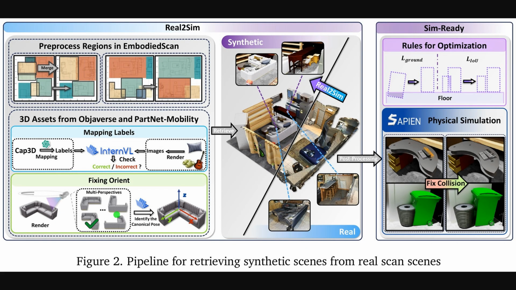So Figure 2 lays out how the team turns messy real scans into clean, sim-ready scenes that keep dense clutter. The left panels show region pre-processing and asset labeling, where a vision language model checks mapped categories, and a canonical pose means fixing an object's forward direction for consistent placement. The middle illustrates retrieving matched assets to replicate the scanned layout. The right stack shows optimization rules and physics simulation, which resolve ground alignment and collisions so scenes remain stable.